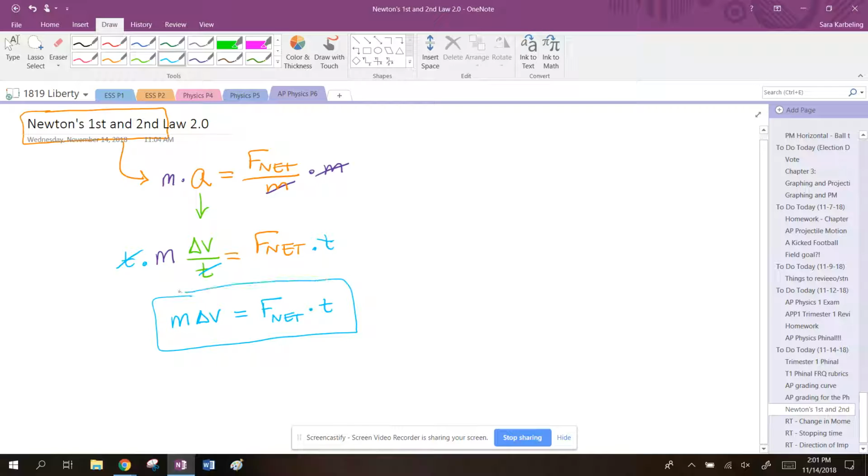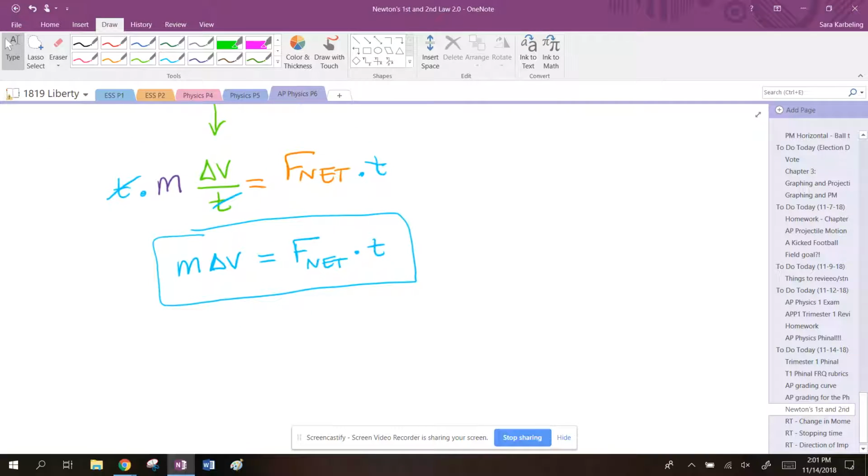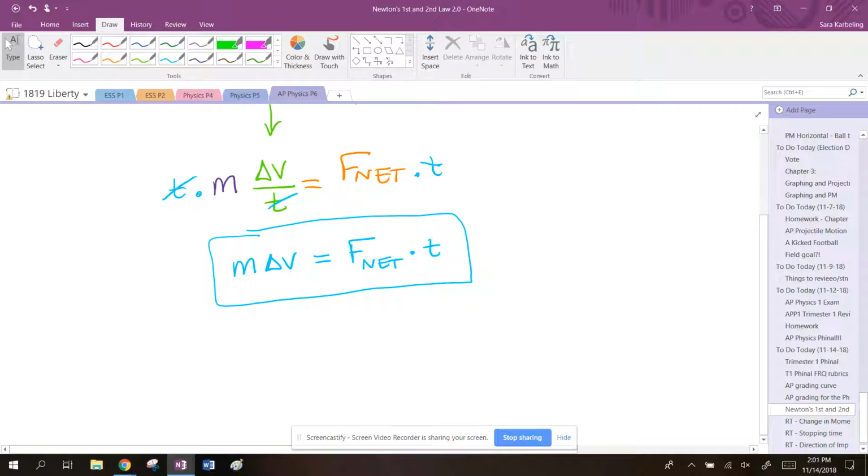There it is. That is the new packaging that Newton's first and second law has in this unit. Really not big and scary, but what can we do with it? Glad you asked. They change some words and they make things new and different. This quantity, F net times t, a new term for this. F net times t is also known as impulse.